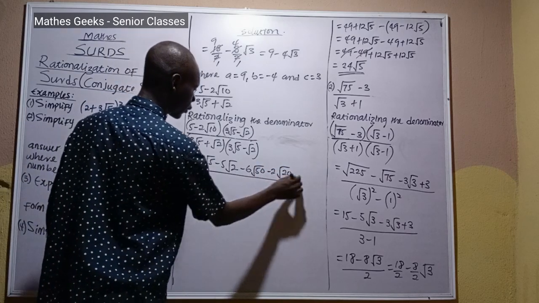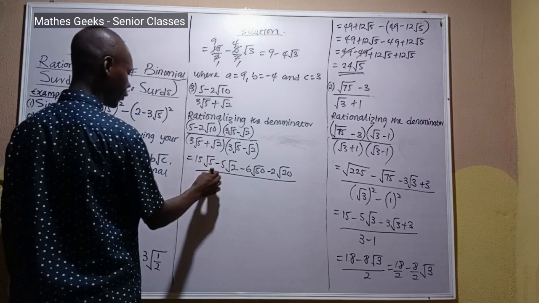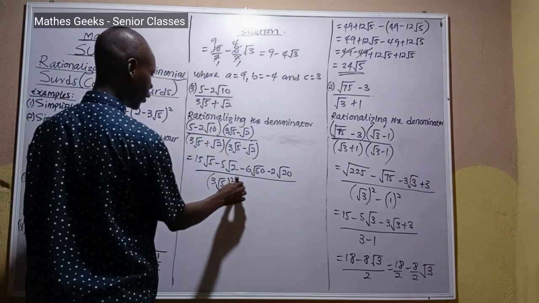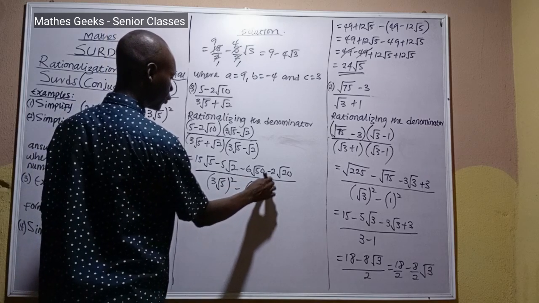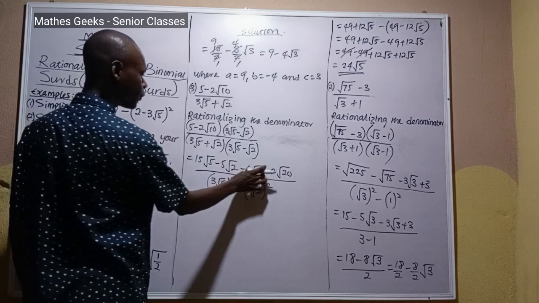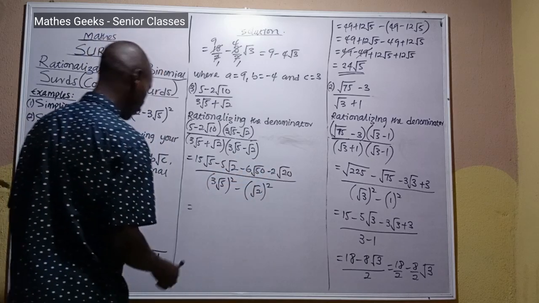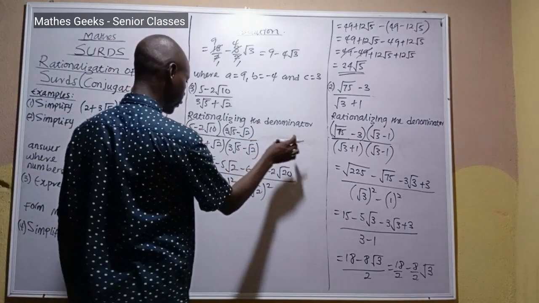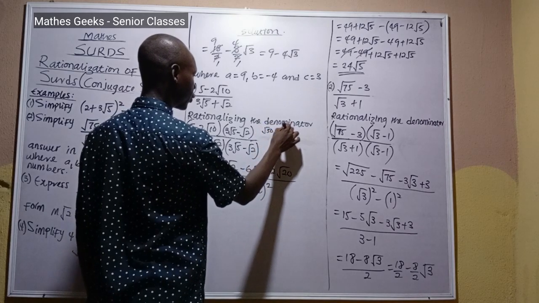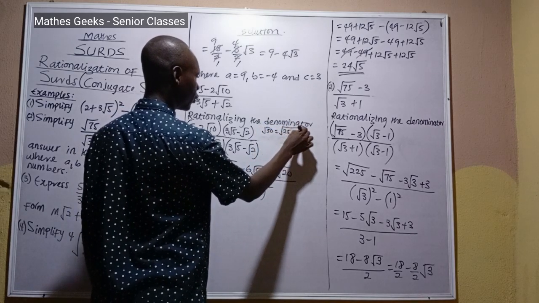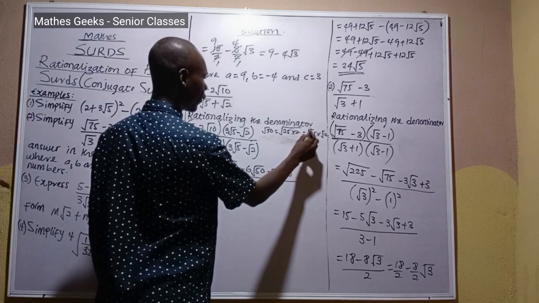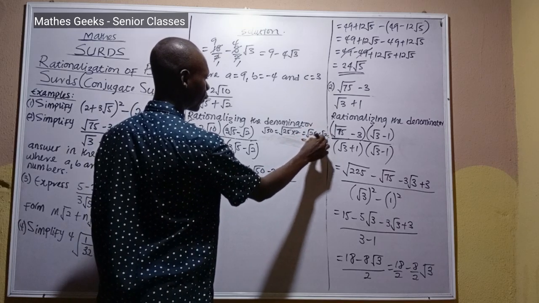And this will give me 3, it is a difference of 2 squares, 3 root 5 squared minus root 2 squared. So I'm going to reduce this and reduce this. For root 50, root 50 is equal to root 25 times 2, which is equal to root 25 times root 2. And the square root of 25 is 5. 5 times root 2 will give me 5 root 2.